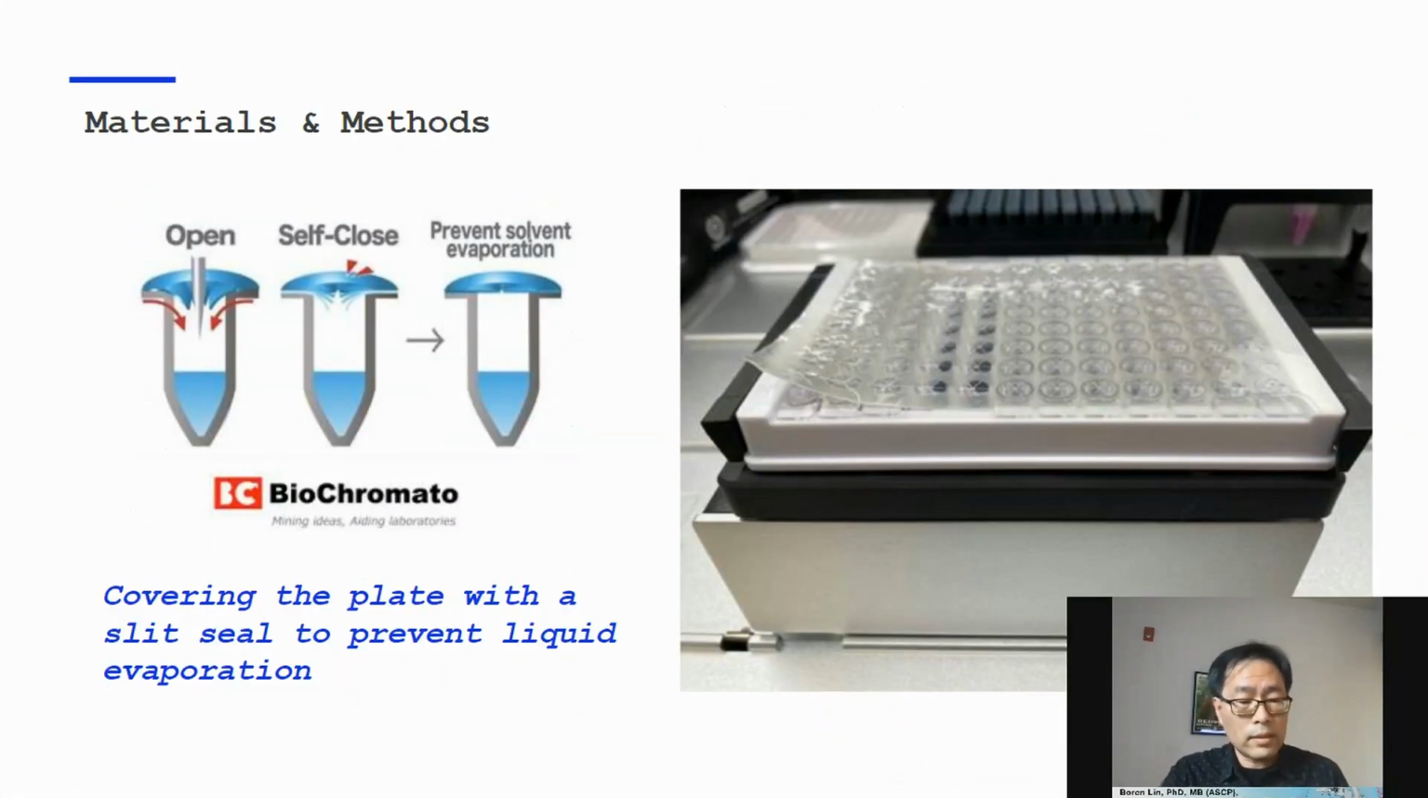So the plate is sealed to prevent evaporation during incubation, especially when higher temperatures, such as 37 degrees, need to be maintained. And this slit seal allows the pipette tips to go into the well to do liquid transfer, and the latches on the side of the heater shaker close to secure the plate.